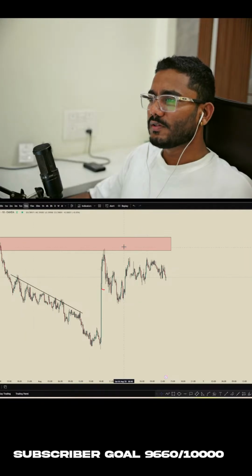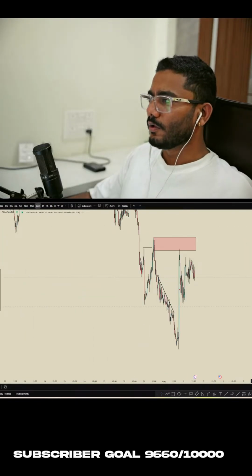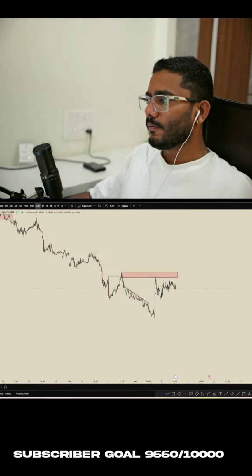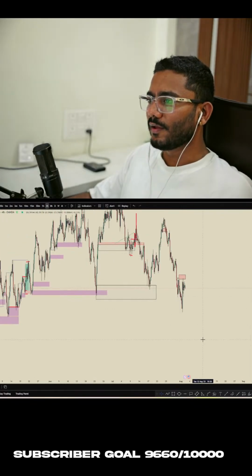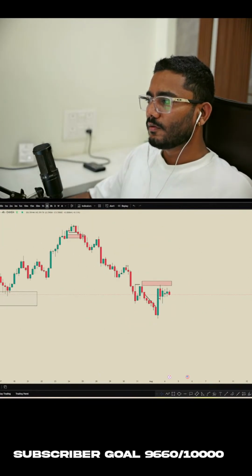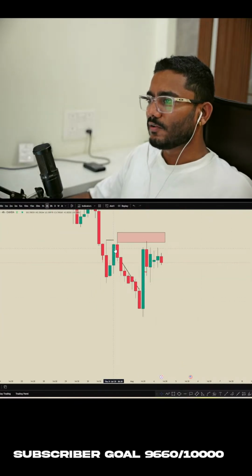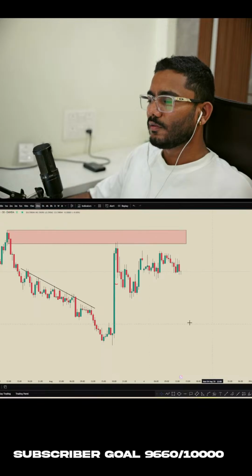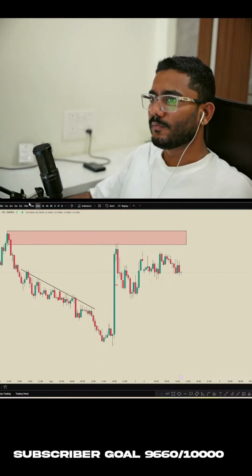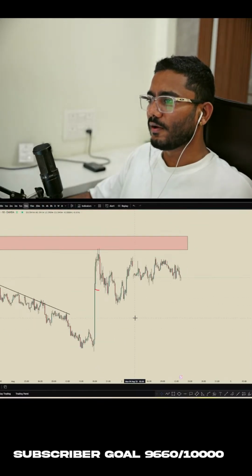On NZD USD, we have this structure. Price gave us this imbalance, and if we go on 4 hour, we can see this candle swept out all this liquidity, and here the internal structure is still going to the upside. Okay, we don't have any change of pattern right here.